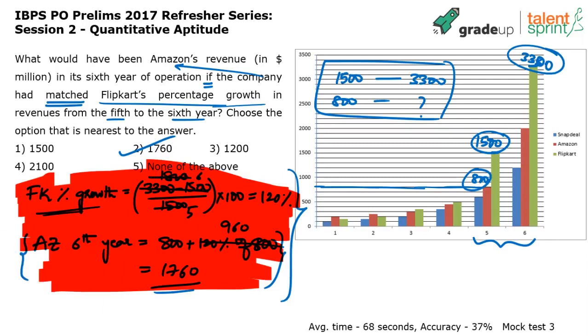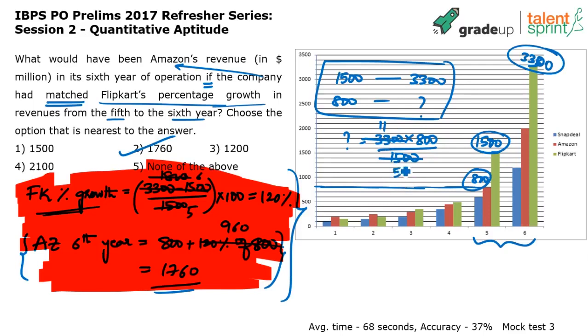Flipkart has become 3300 from 1500. Accordingly, in line with that, if Amazon has to grow, what will it become? 800 will become what? Cross multiply. So this question mark would be what? 3300 into 800 by 1500. You getting it? So this is like 11 times, and this is 5 times.